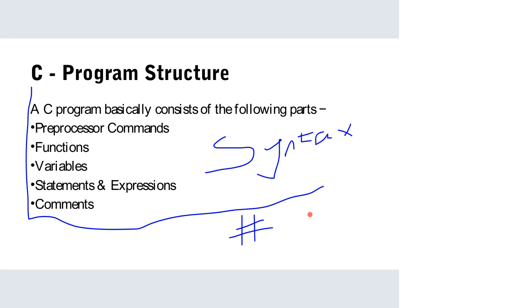Then comments. Comments are basically explanations of what this program is all about. They are not even important in the program execution. A compiler is not interested in the comments you've written in your program.